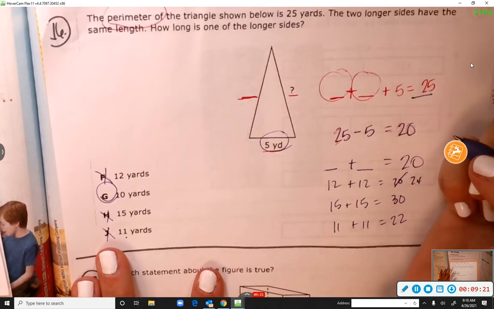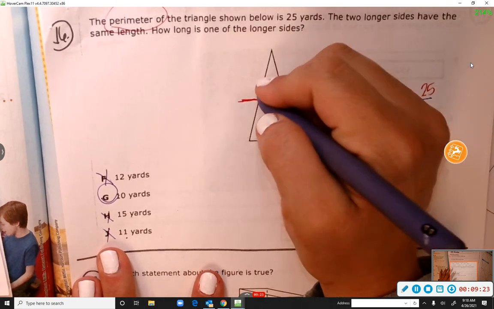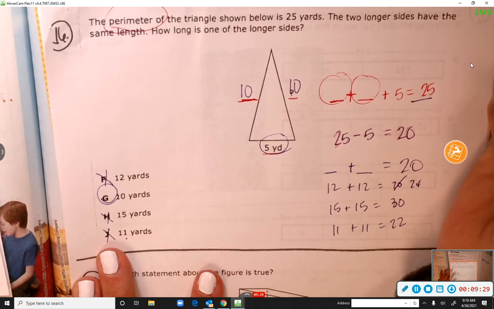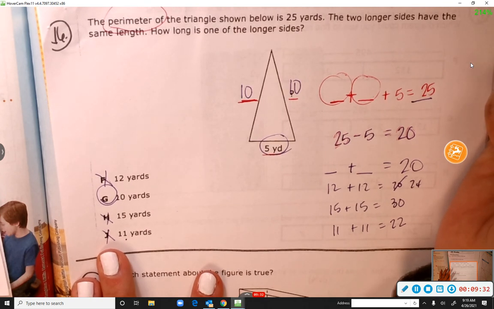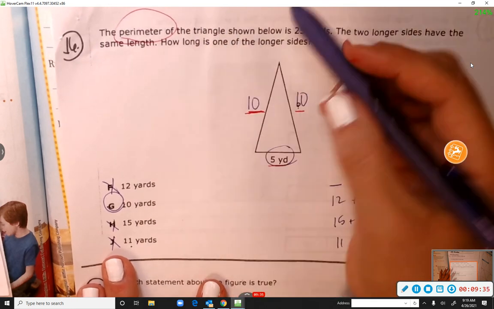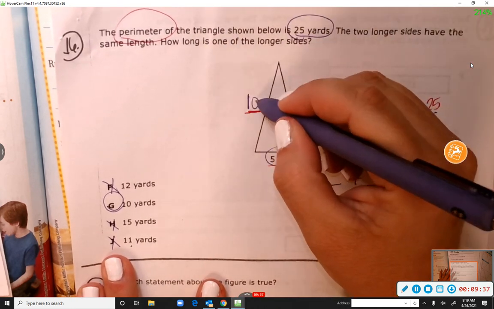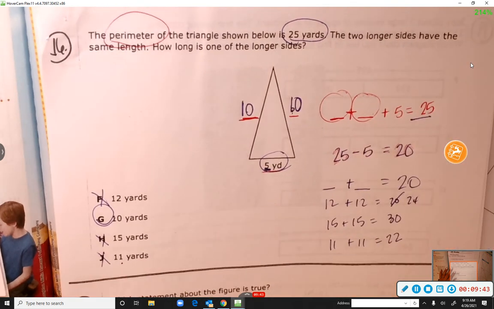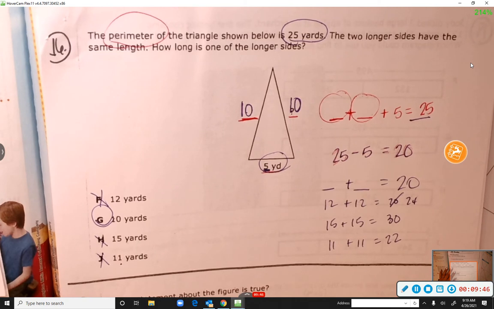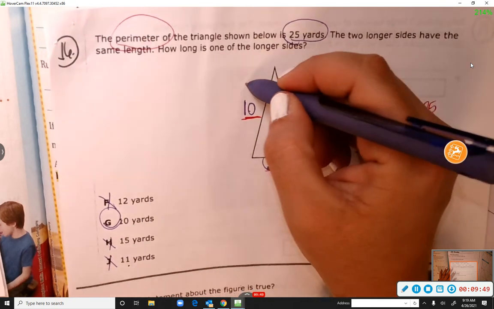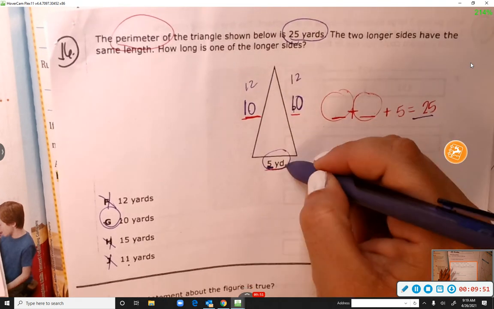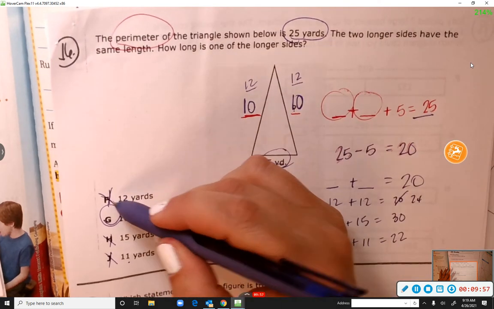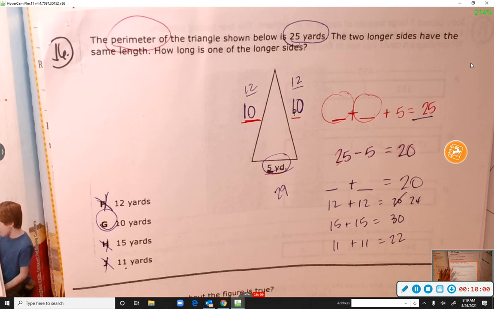So even if you were confused on what to do, you could have just used your answer choices, plugged them in, and seen if they added up to what? 25, because the perimeter is 25. So I could have done 10 plus 10 plus 5. Does that give me 25? Yes. So you could have done that for all of your answer choices. I could have started with 12, 12, and then 5. Well, I know that's not 25, that's 29. So then you would have eliminated and kept going. Okay? Because we know what perimeter means.